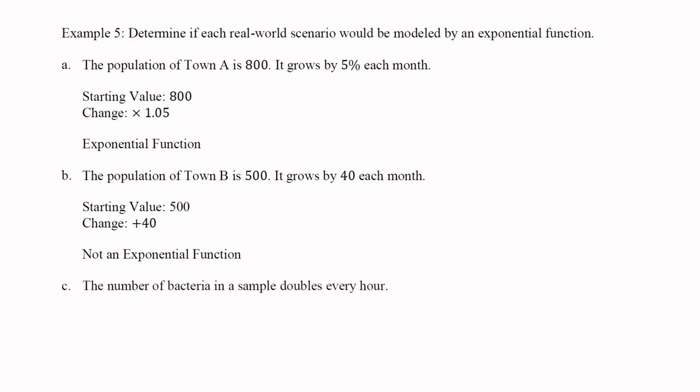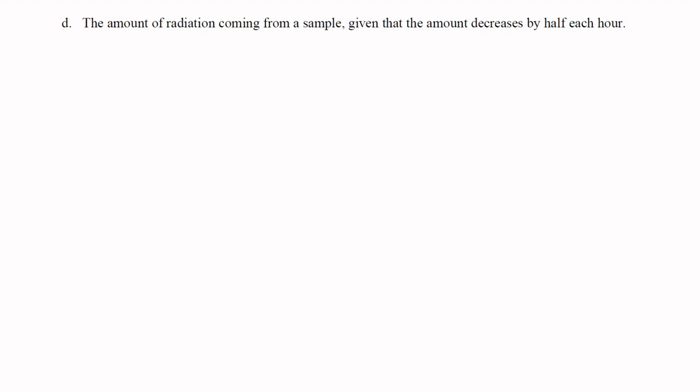The number of bacteria in a sample doubles every hour. We don't know what the starting value of bacteria is, but we do know that it's doubling every hour, which means we're multiplying it by 2, so it is going to be exponential. The amount of radiation coming from a sample decreases by half each hour. Again, we don't know the starting value, but we are multiplying it by 1/2 each hour. Since we have a constant ratio, it is exponential.